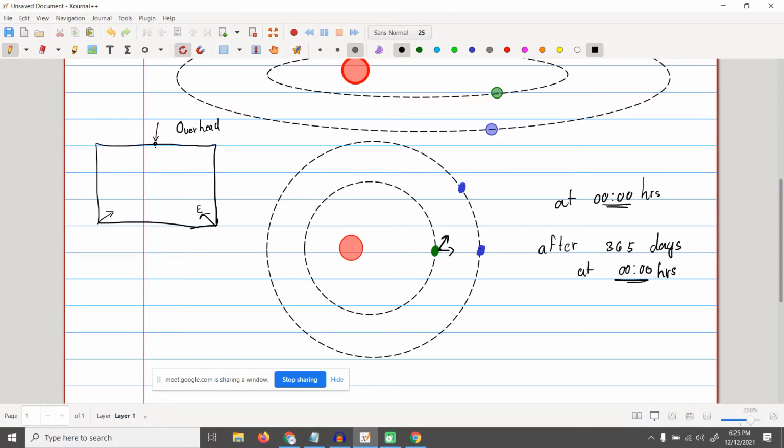Okay, on the first night you will see that Jupiter is over here. After 1 year you will see that Jupiter is over here. Furthermore, after another year you will see Jupiter over here. You'll see Jupiter kind of moving through the sky after a few days.